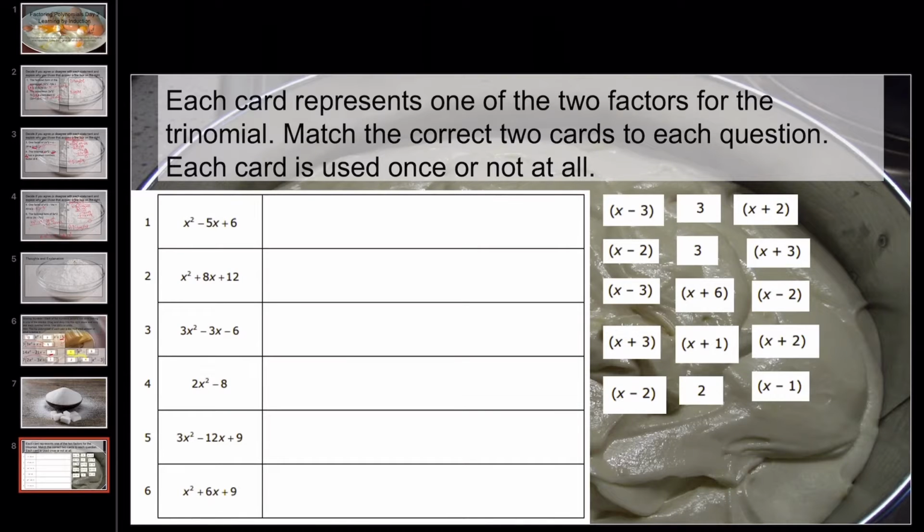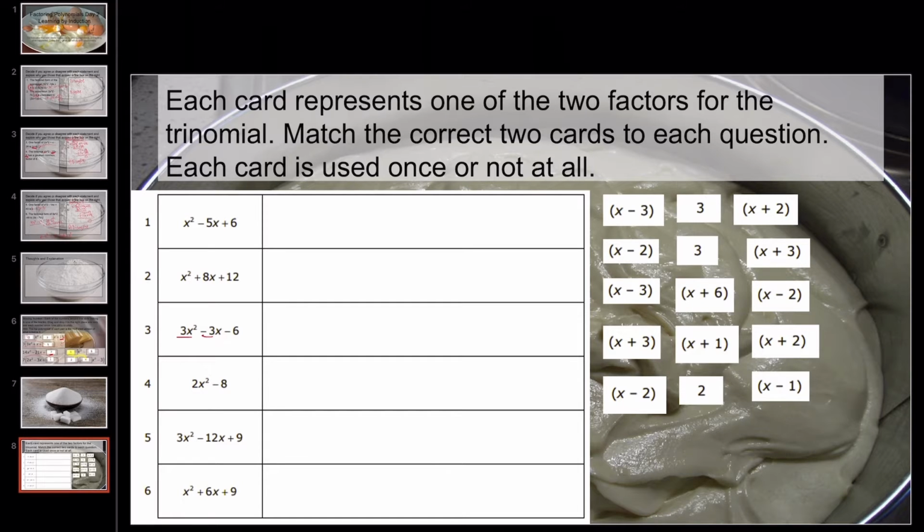Doing this slide is the most difficult part of the lesson, but that doesn't mean it's the worst part of the lesson. Okay, so we can do multiple things, but the first thing that's going to make this a little bit easier is if we start off by doing the greatest common factor.